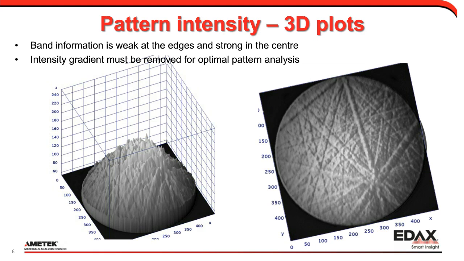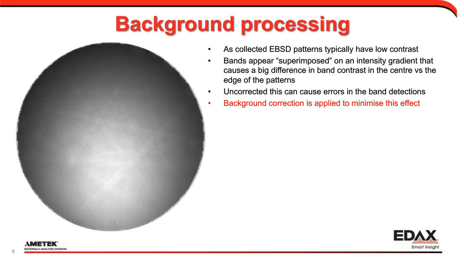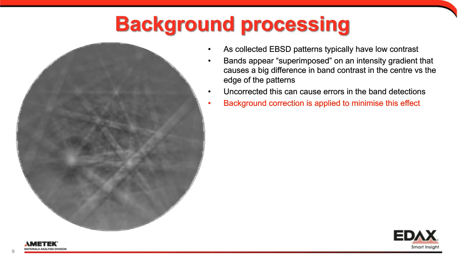So if I background correct it, it gives me a little bit more of that contrast that I need. Background correction is applied to minimize these effects. Now, I go ahead and do that, and I turn that pattern into what that pattern looks like there. So again, it's now flat fielded. I can now see the contrast of the bands better. So I'm expecting the Hough to do a better job.